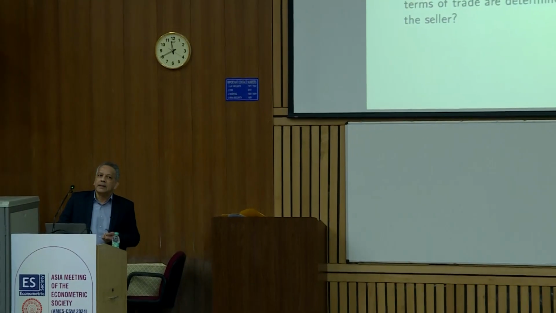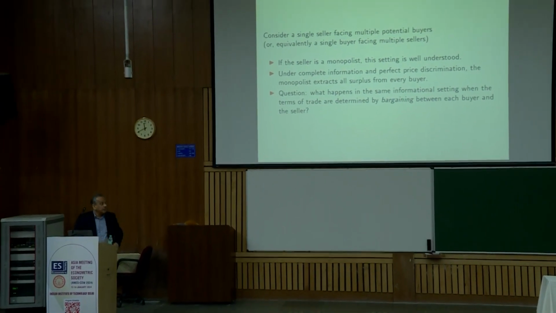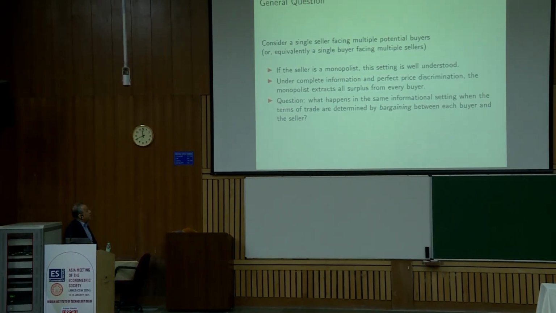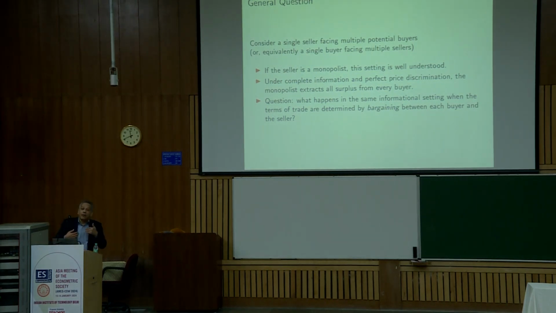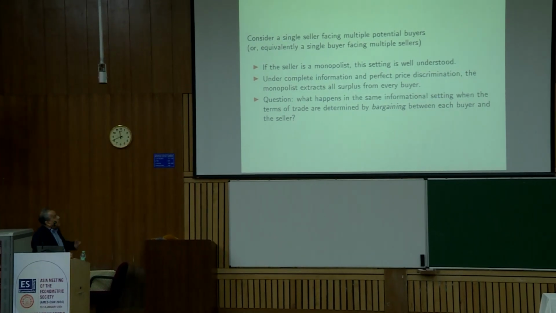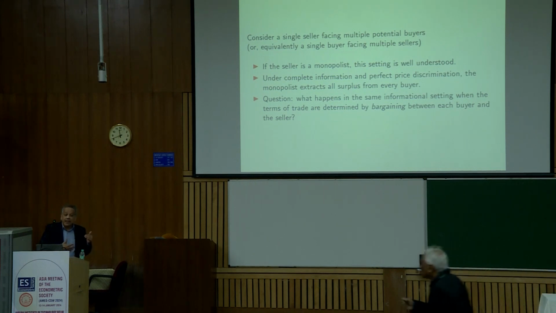This is on bargaining with multiple buyers, and it's joint work with Mihai Mania, who's at Stony Brook. This is a simple bargaining problem where a single seller is dealing with multiple buyers, or equivalently a buyer facing multiple sellers. If the seller is a monopolist, this is a setting we understand well. If you have complete information and perfect price discrimination, of course, the monopolist extracts all surplus from every buyer. What we're interested in knowing is what happens in the same informational setting when the terms of trade are determined by bargaining between each buyer and the seller.